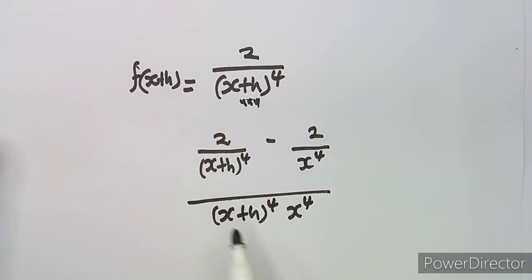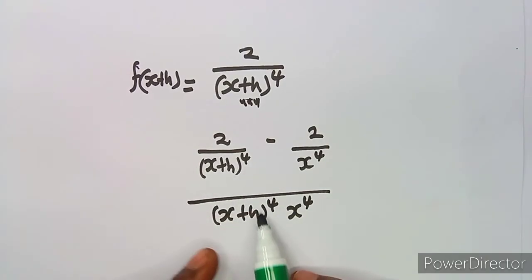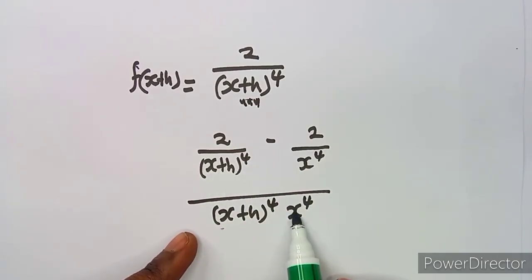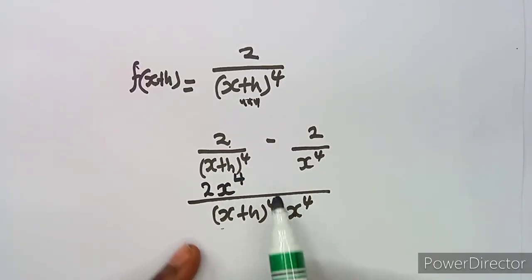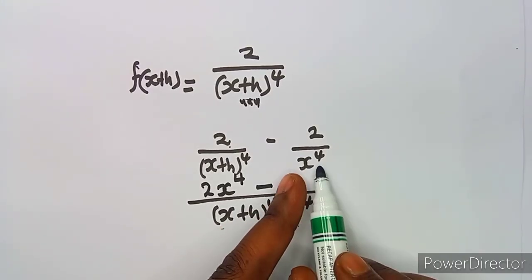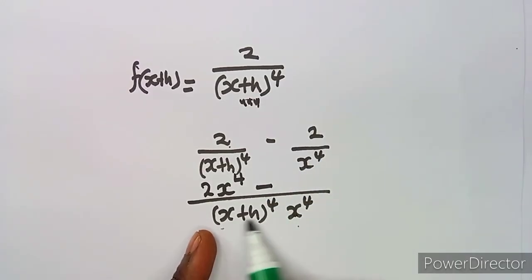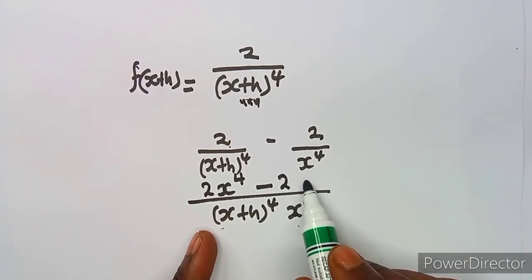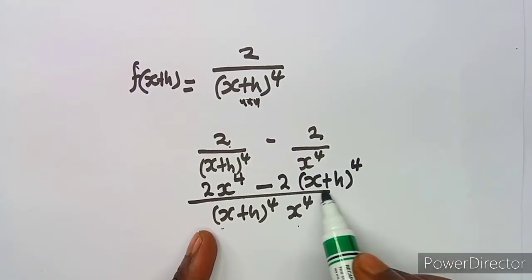Now you're going to divide your LCM by this part, which is, as you can see, (x plus h) to the exponent of 4, and this one will cancel. You remain with x to the exponent of 4 times 2, so it's 2x to the exponent of 4. Minus, if you divide your LCM by x to the exponent of 4, these two will cancel and you remain with (x plus h) to the exponent of 4, but it's being affected by 2. So it's minus 2 into (x plus h) to the exponent of 4, like this.